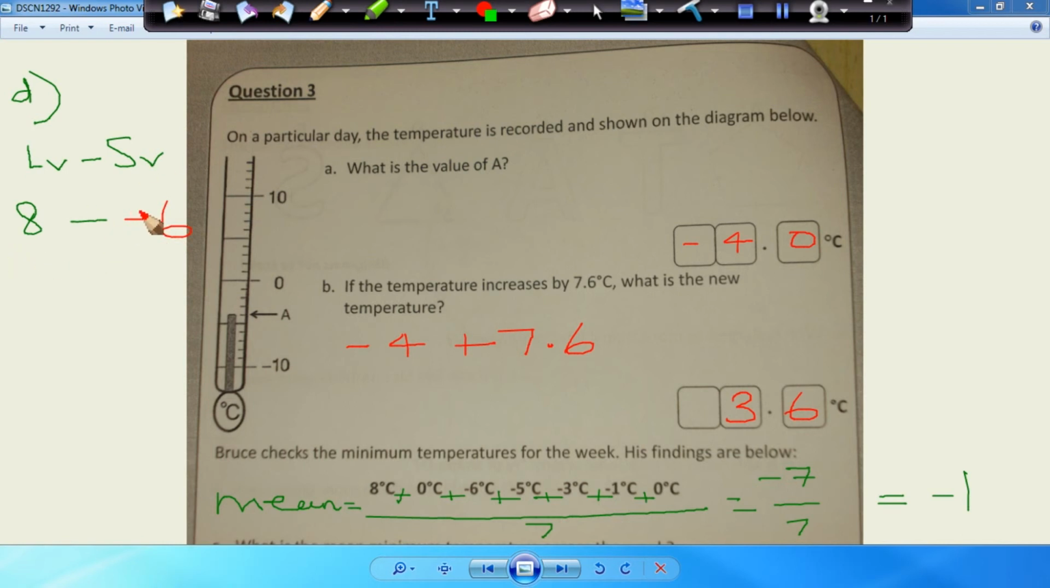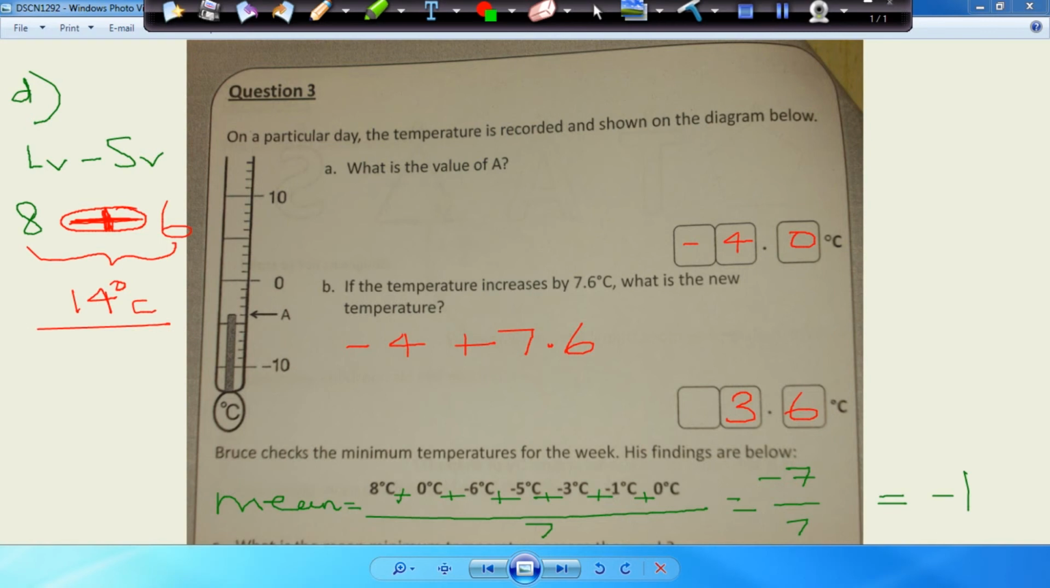Now, what happens when you have two minuses next to each other? It becomes a plus. That's the rule for when you do two minuses. So 8 add 6 will give us an answer of 14. 14 degrees centigrade is the difference, is the range, sorry. Okay, that's question 3, part D done.